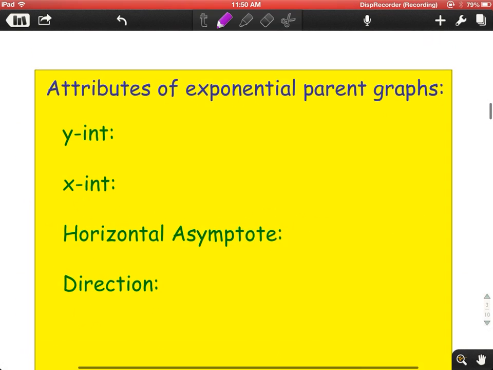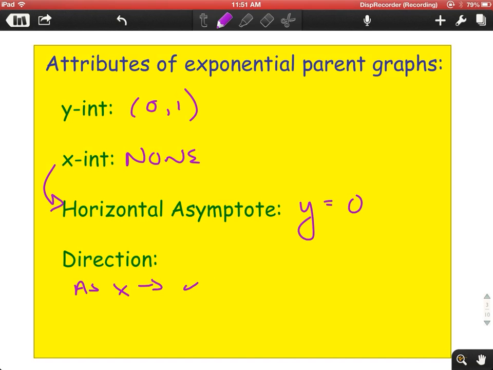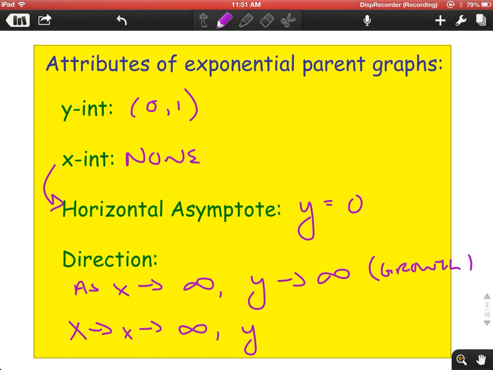So, attributes of the exponential. The y-intercept is going to be (0, 1). There isn't going to be an x-intercept because there's a horizontal asymptote on the x-axis at y equals 0. And the direction will be twofold. As x goes to infinity, if y goes to infinity, we call that growth. As x goes to infinity, if y goes to 0, we call that decay. And then we're talking about the idea of limits again.